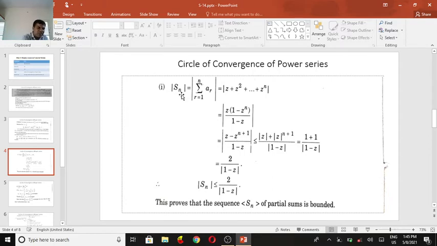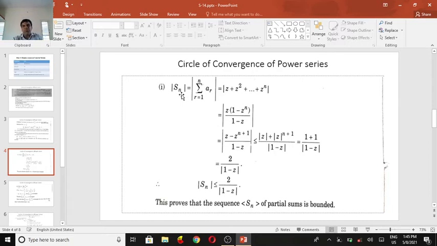Suddenly this is less than or equal to the absolute value of z plus z to the power n plus 1, divided by the absolute value of 1 minus z. So again, if we take the limit as n tends to infinity, we get 1 plus 1 divided by the absolute value of 1 minus z. 1 plus 1 is 2, divided by the absolute value of 1 minus z. So the sum Sn is less than or equal to 2 divided by 1 minus z.